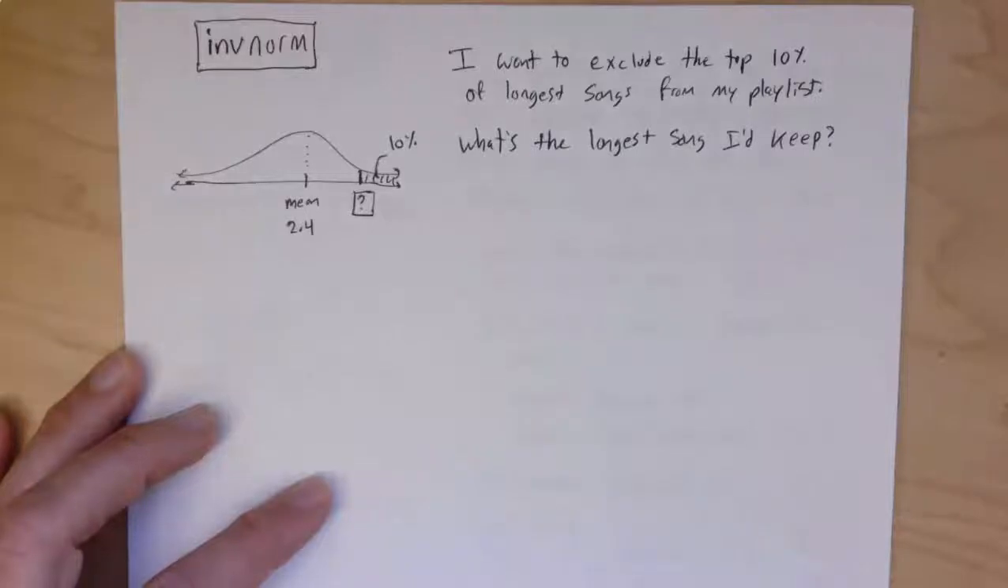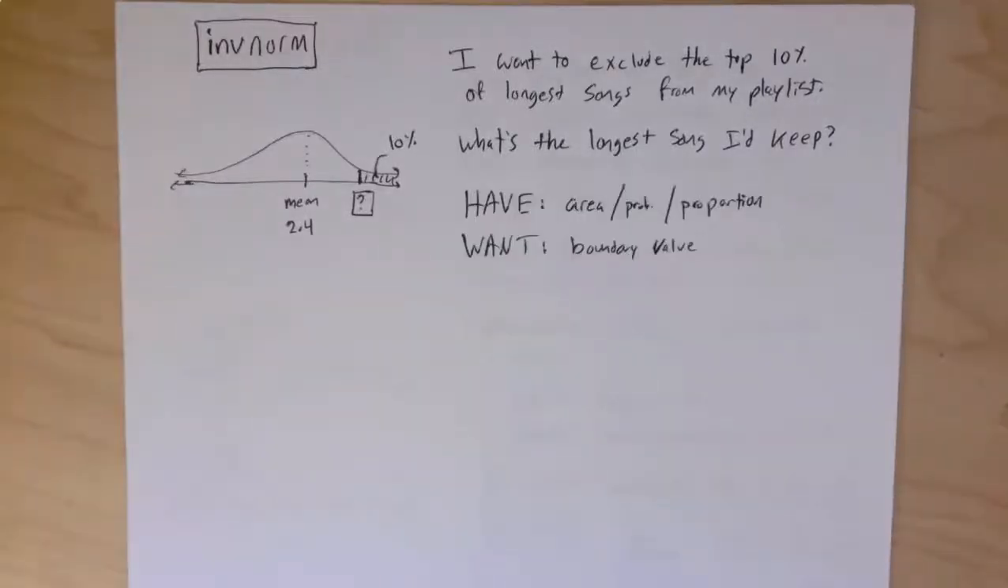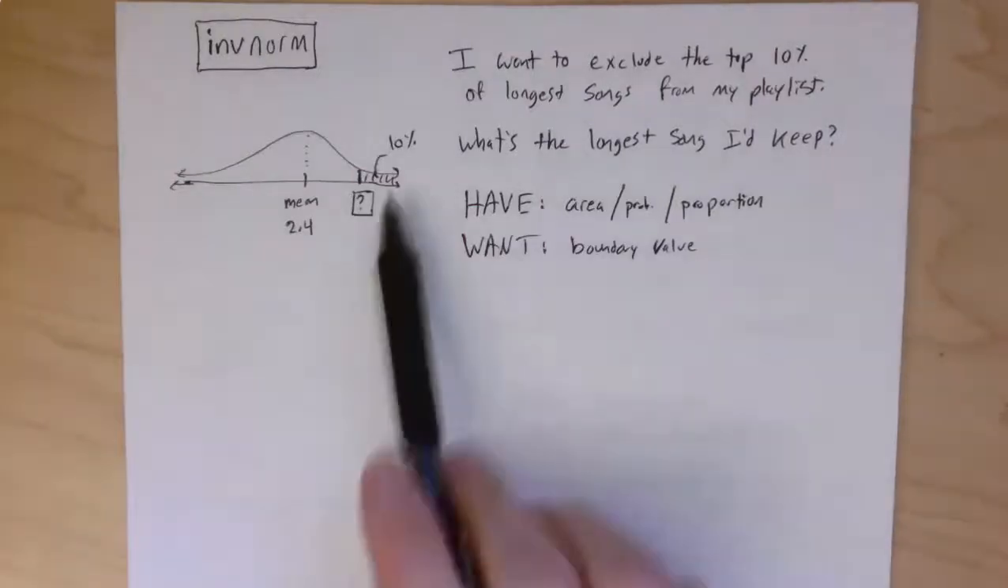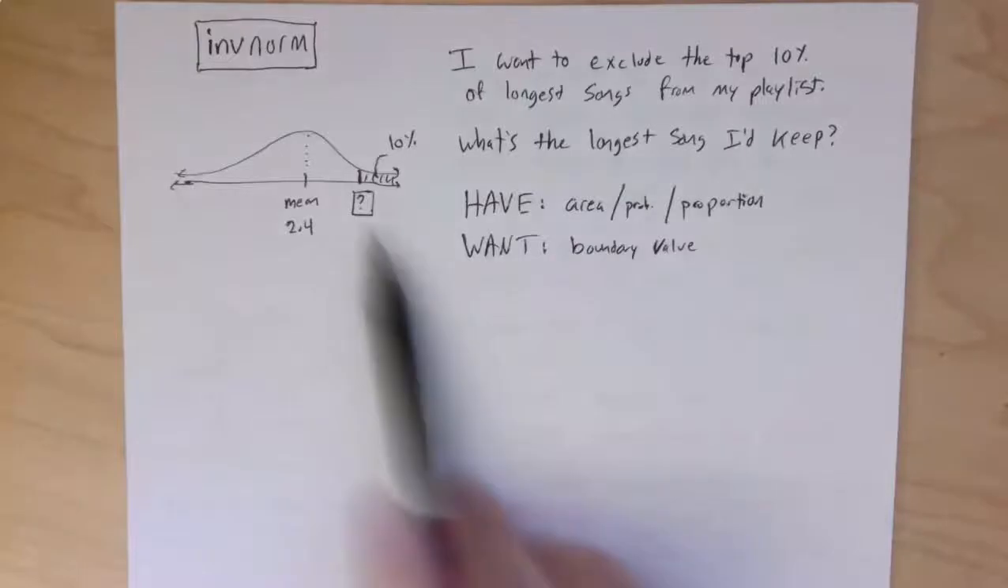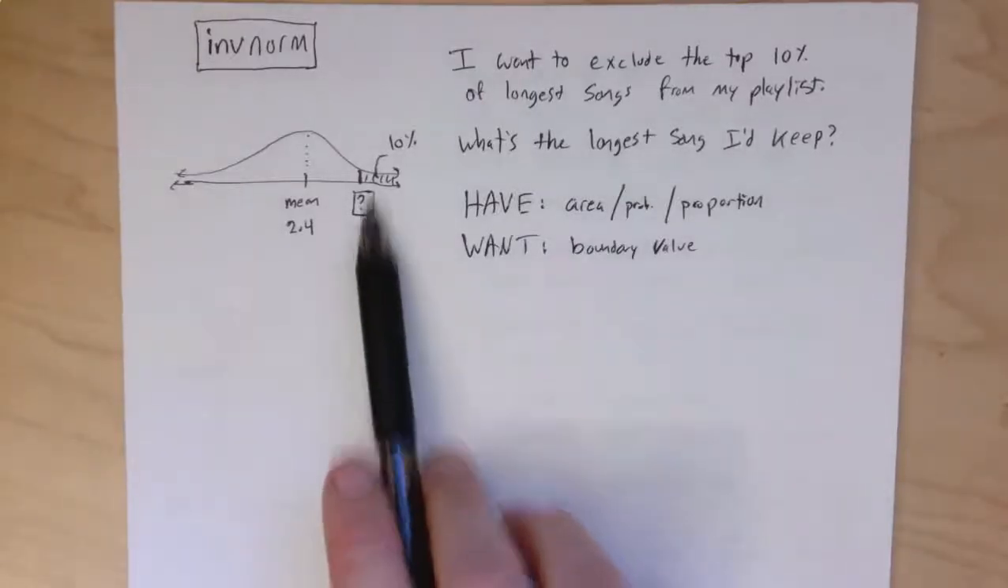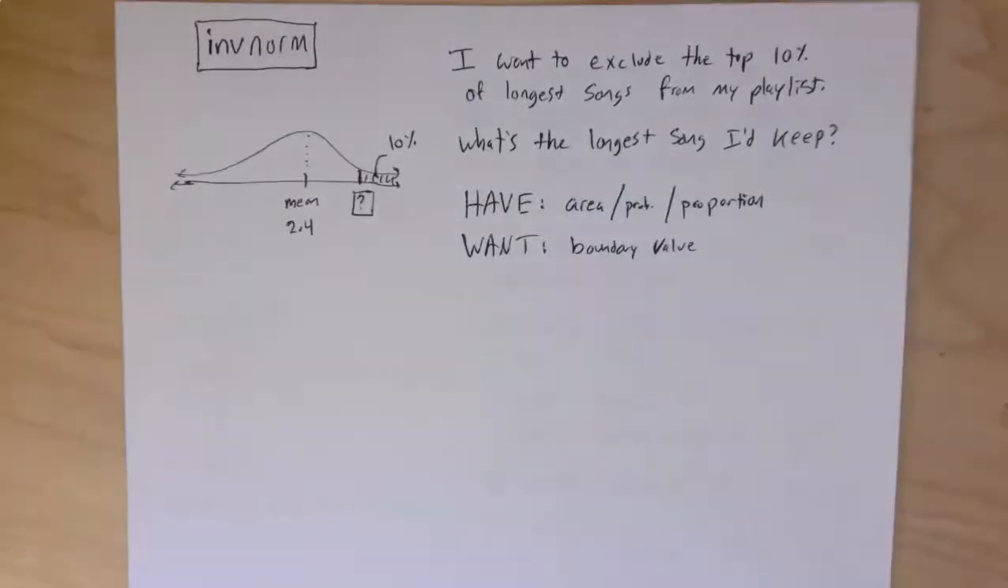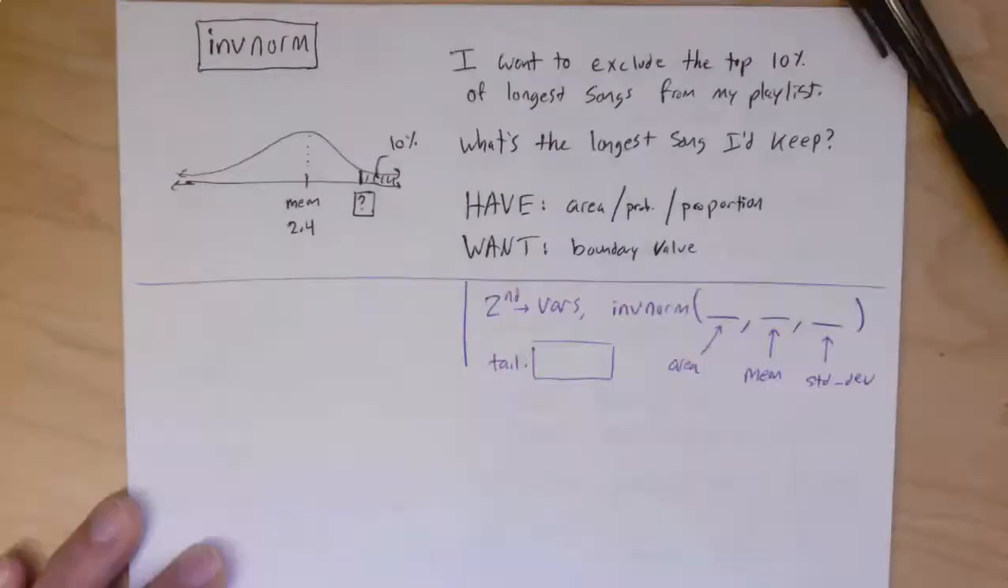So maybe you can see now why I said this is the reverse of the last set of problems. Here, what we have is an area, or a probability, or a proportion. And what we want is the boundary value that would have that area, or probability, or proportion. So how do you do it? Just like before, we're going to hit second vars, but this time we're going to use the inv_norm, which stands for inverse normal function. And we have 3 things we tell it in the window that pops up.